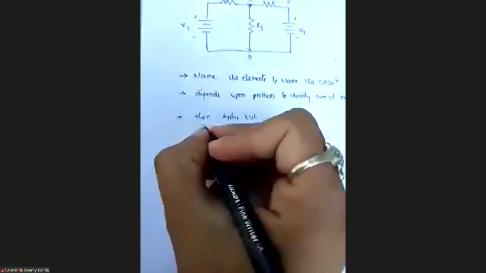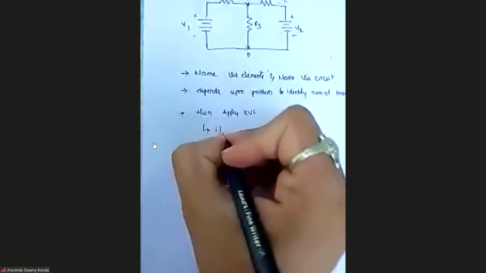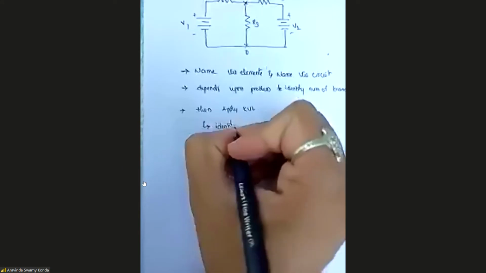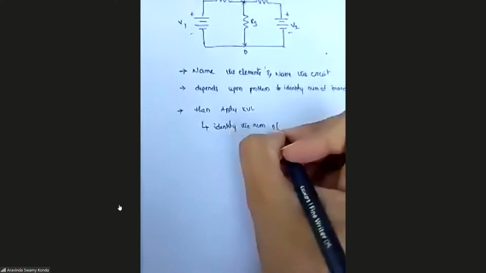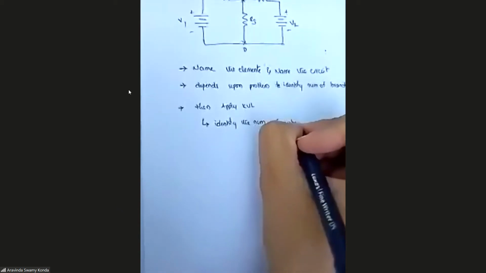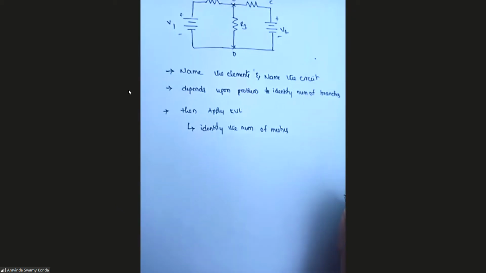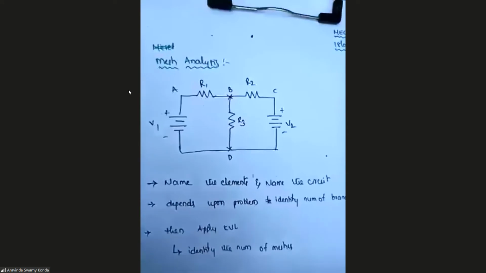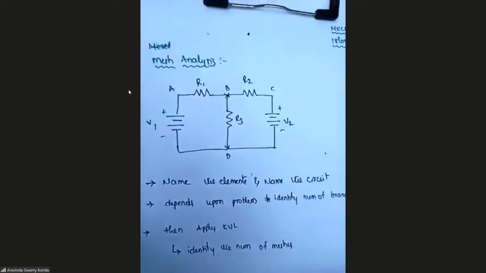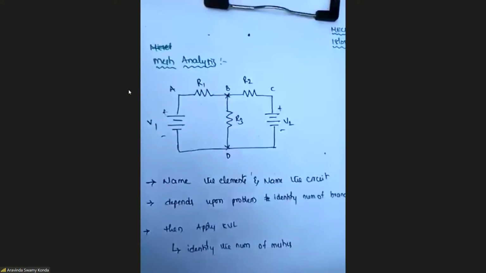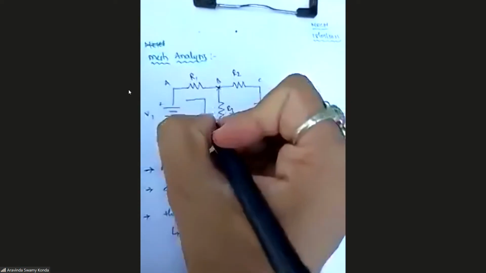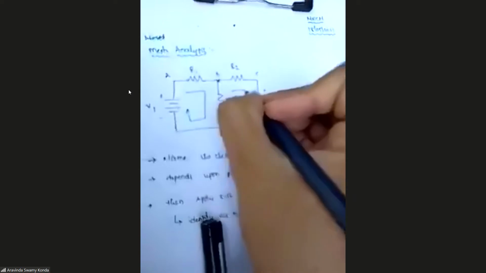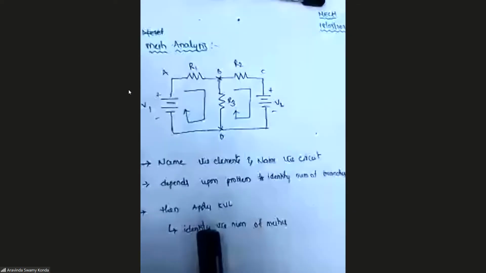First thing, identify the number of meshes. How many meshes are there for this problem? Two. So what are those meshes? This is one mesh and this is the other mesh.